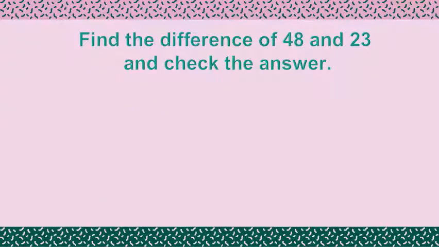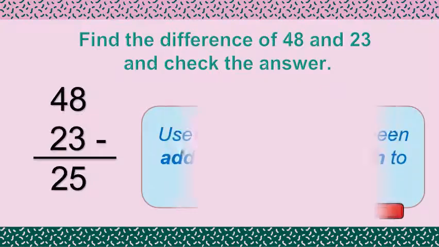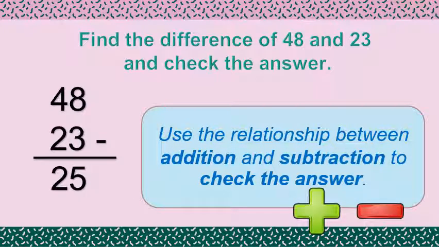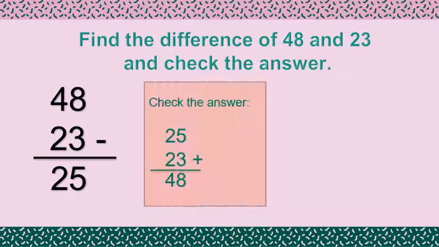Find the difference of 48 and 23 and check the answer. So we have 48 minus 23 is equal to 25. Let's use the relationship between addition and subtraction to check the answer. Now let's use the difference, which is 25, plus the subtrahend, which is 23. 5 plus 3 is 8. 2 plus 2 is 4. The answer is 48. 48 equals the minuend. Therefore, the difference is correct.